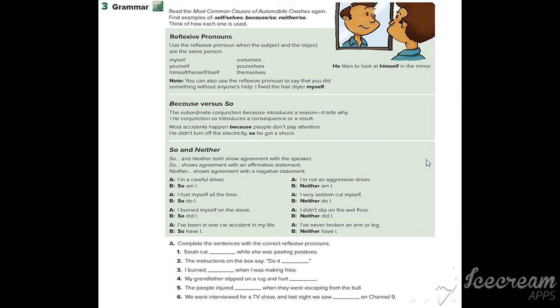Did you hurt yourself? Okay, now we have some revision about your self book. We talked about reflexive pronouns in your grammar, page number 70. And also we talked about because versus so, these conjunctions. The last one, so and neither, so in the affirmative and neither in the negative statements. Also we answered some exercises and sentences about this grammar.